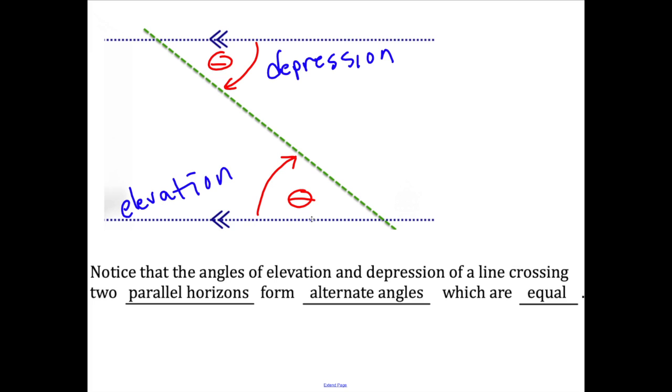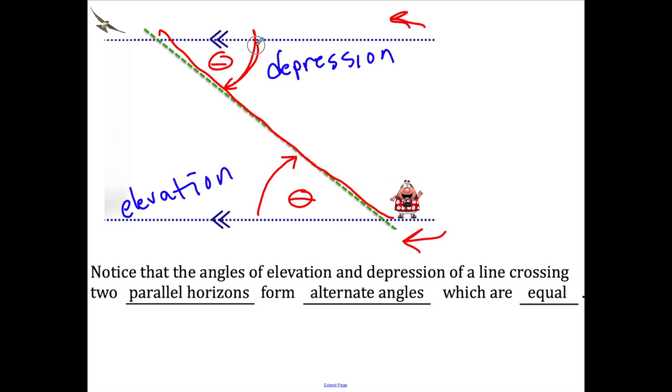A good example of this would be, for example, if the bird's up here and the man's down here, if they're walking and their eye lines meet, the angle of depression and elevation is going to be the same, because these two lines here are parallel, which means that this one line in between them creates equal angles. These are alternate interior angles. You learn this in geometry. Alternate interior angles are always equal.